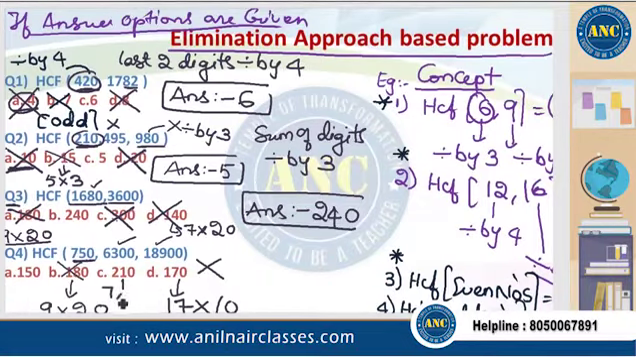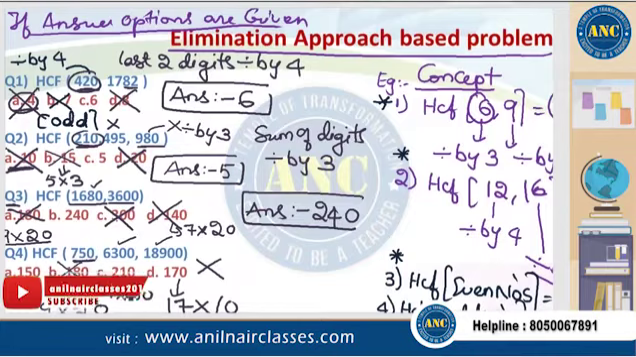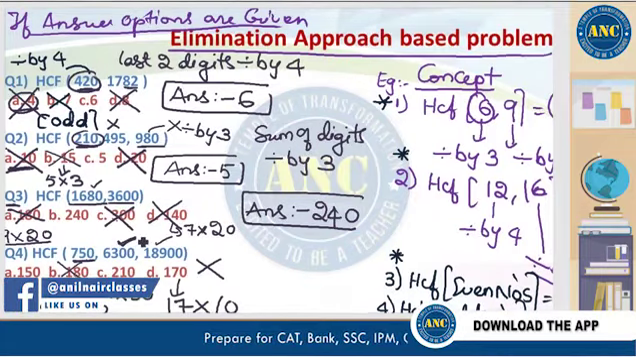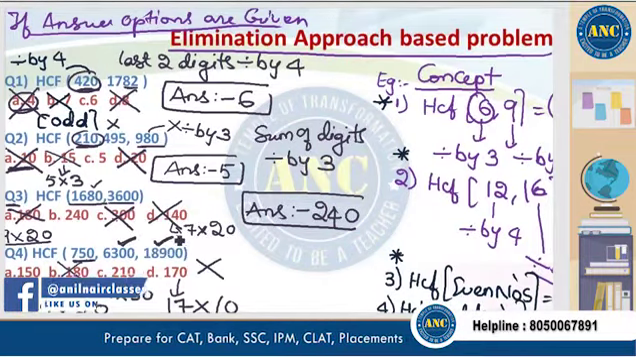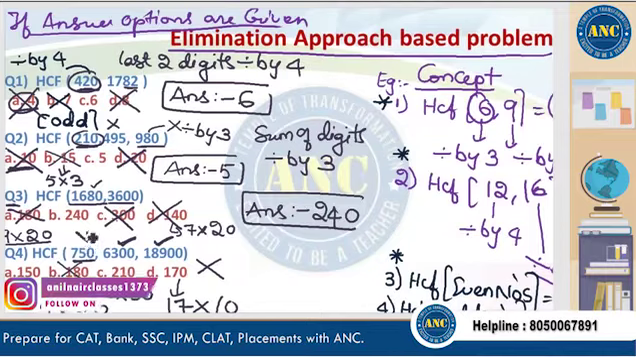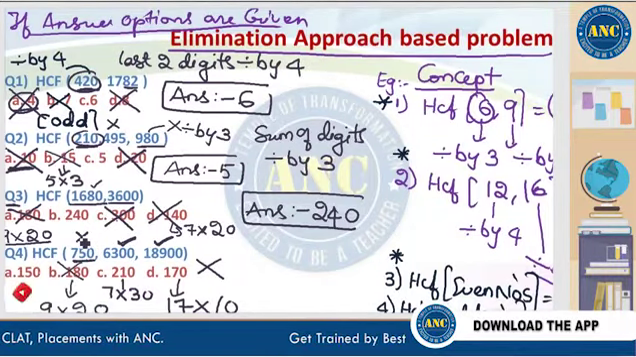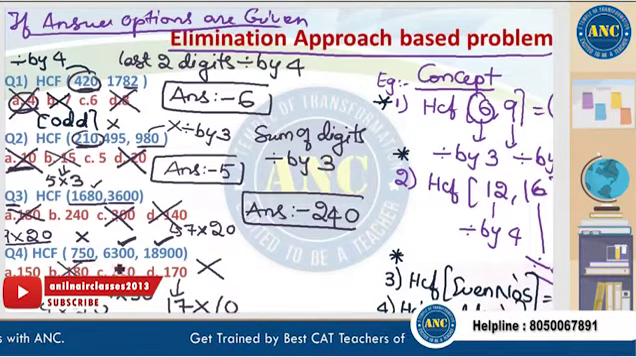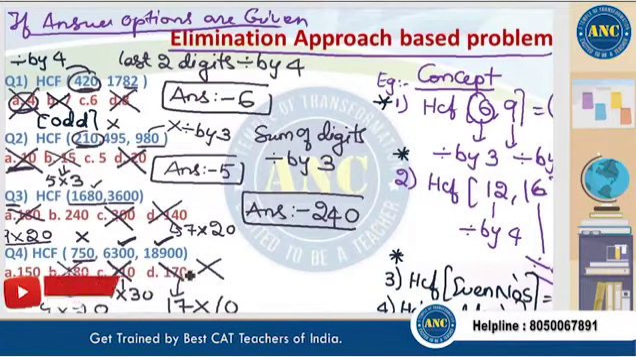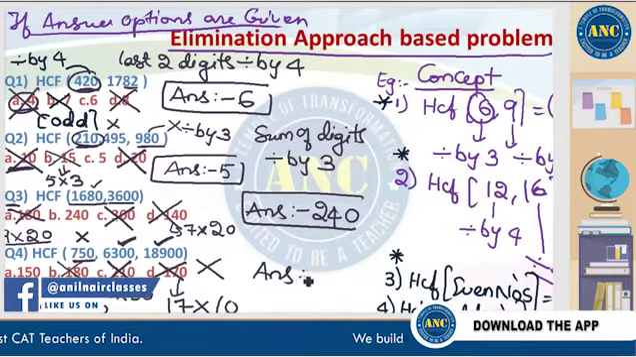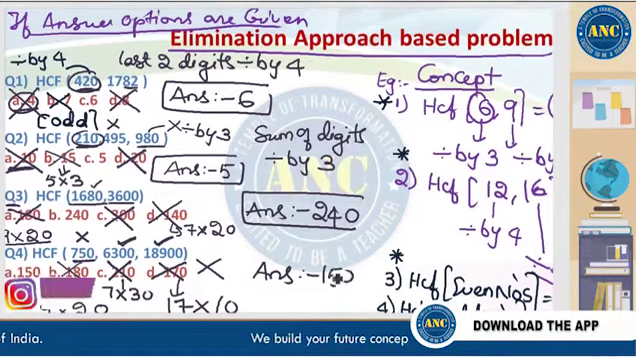210 is nothing but 7 into 30. Answer is divisible by 7. 6300 is divisible by 7. 18900 is divisible by 7. But 750 is not divisible by 7. 180 is out, 210 is out, 170 is out. What is the final option left? 150. You can check it out.